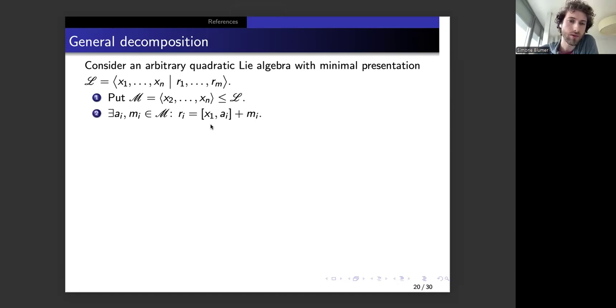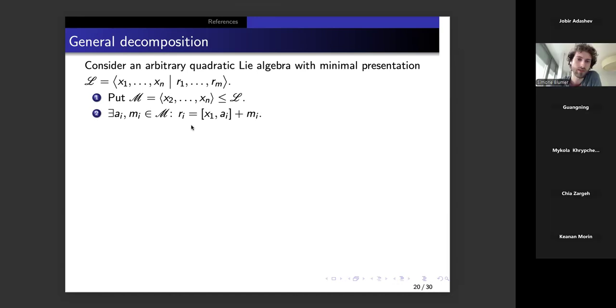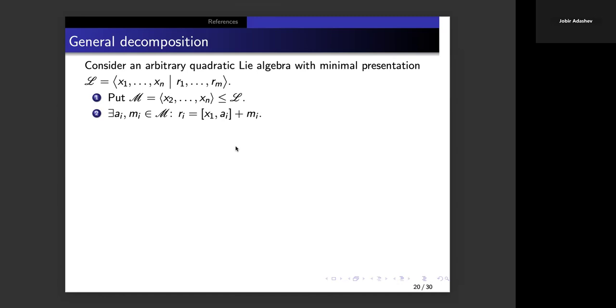Then for all i, we can write down the relation Ri as a sum of a bracket involving some elements of M and the element x1, plus a degree 2 element of M. So for instance, if the first relation is the bracket of x2 and x3, then x1 doesn't appear here. So A1 is 0 and M1 is the bracket between x2 and x3.